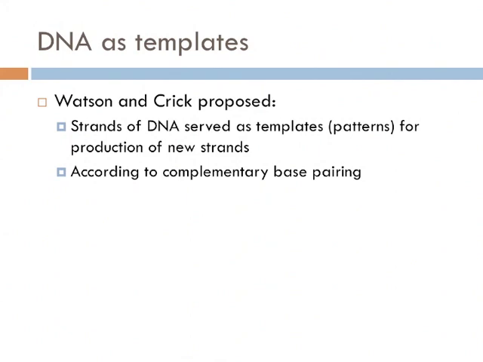Watson and Crick proposed that the 2 strands of DNA served as templates or patterns for the production of new strands of DNA. In this way, DNA could be copied over and over and over again. Life requires this. They argue that these strands are copied according to a complementary base pairing. In other words, a DNA molecule opens up and the nitrogenous base pairs match up with their complement. A's with T's and C's with G's.